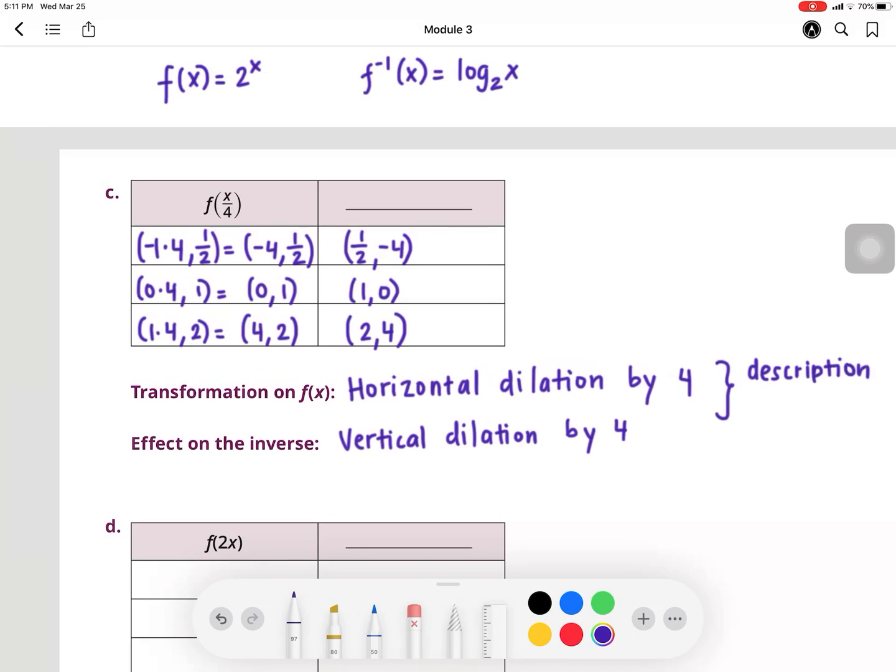But if you're trying to write it out in terms of function, so the inverse function, you're going to use f to the -1 of x. That's the notation for the inverse. Okay. Now the effect on the inverse is that it's a vertical dilation by 4. So where does the 4 go? It's a vertical dilation, so therefore the 4 is going to go right in front.